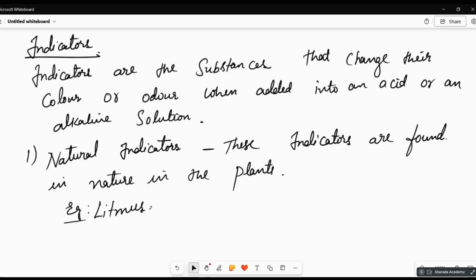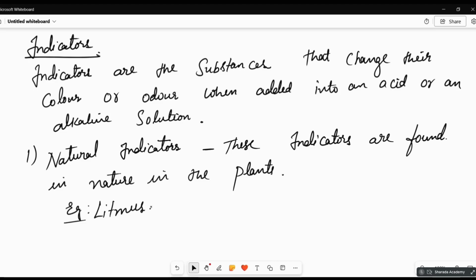Next, about red cabbage juice. What happens? It does not change with the acid. With the base, it changes its color. Many natural indicators will not change their color with an acid. They will change their color only with bases. Many, not all.